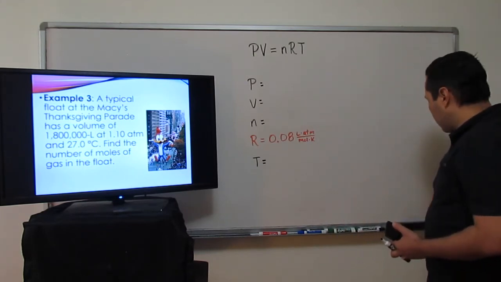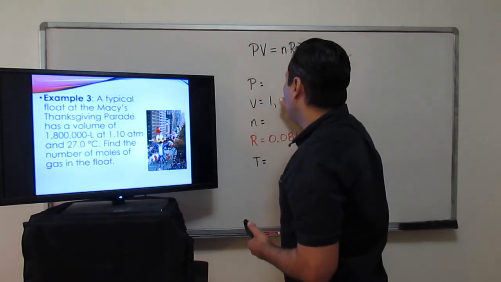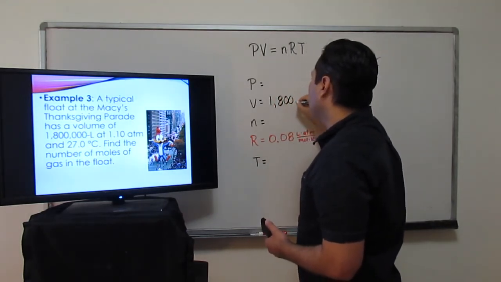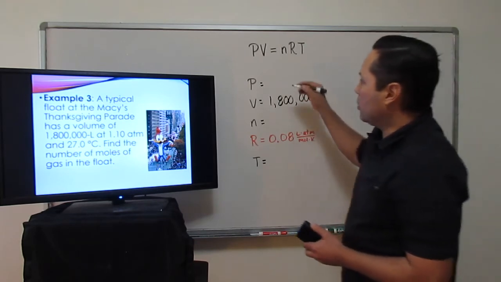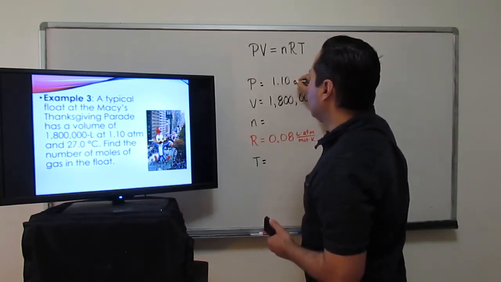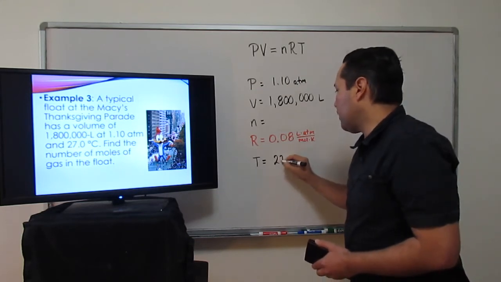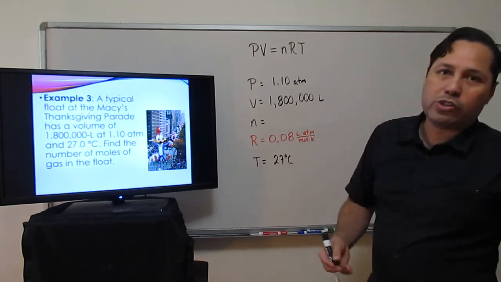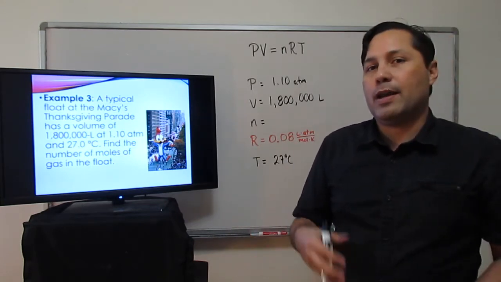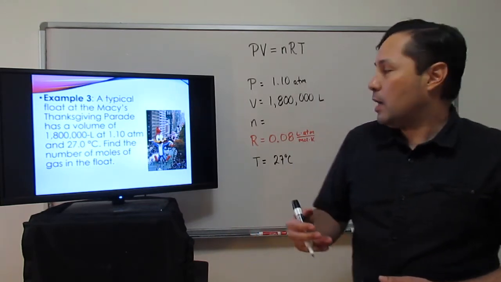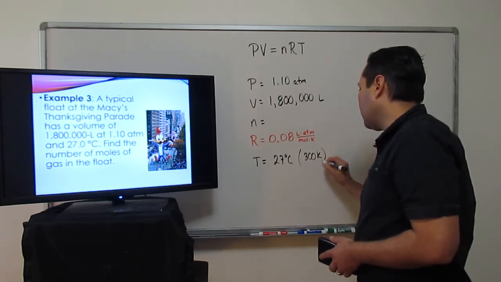Alright, write down the information that's given to us. We have the volume of this float, it's very large, 1.8 million liters. Alright, the pressure, high pressure, 1.1 atm. And the temperature, 27 degrees Celsius. Again, no Celsius allowed in the ideal gas formula. You've got to change it to Kelvin. So we're going to go ahead and add 273 to it. And that's going to give us a value of 300 Kelvin.